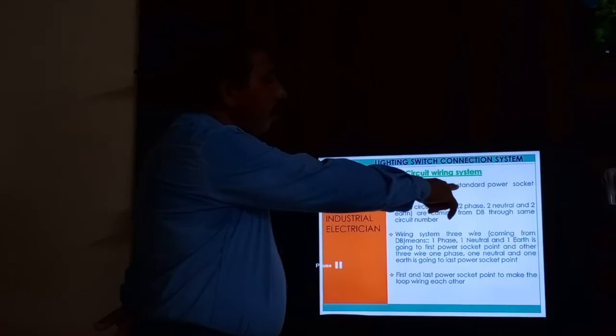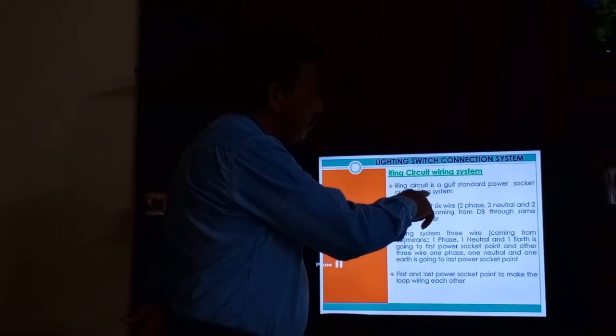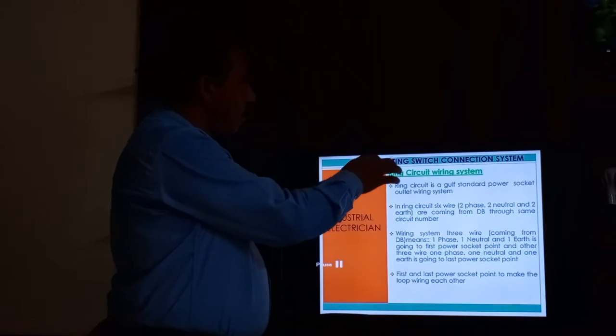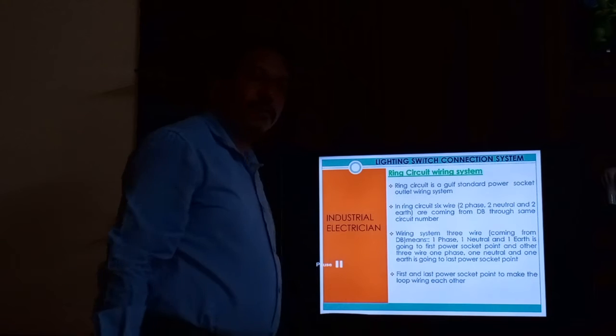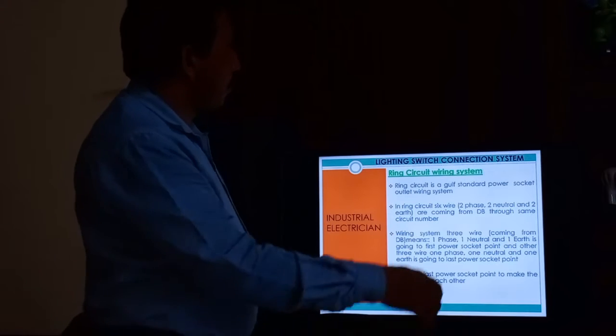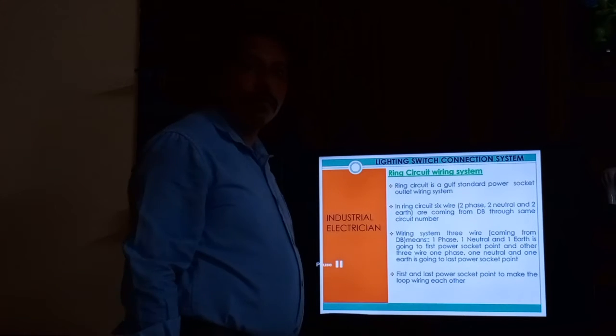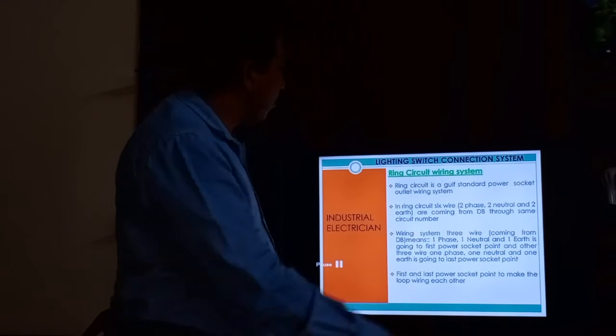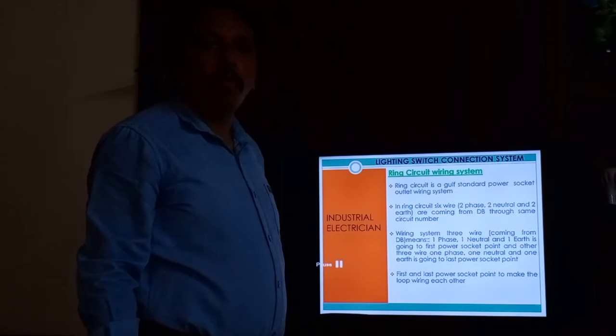A ring circuit is a Gulf standard power socket outlet wiring system. Mostly the Gulf countries, Dubai, Qatar, Saudi, and Malaysia use the ring circuit. Why do we use a ring circuit? We use a ring circuit for load balance.